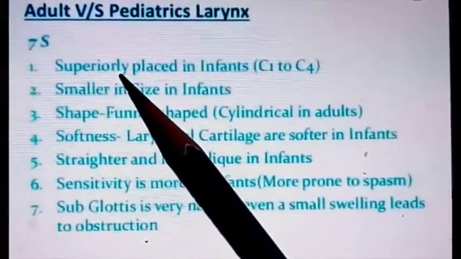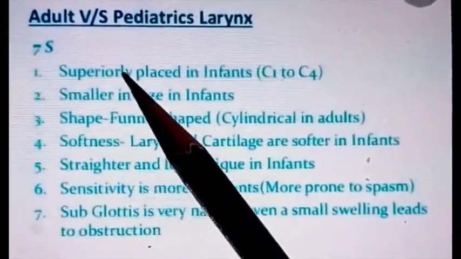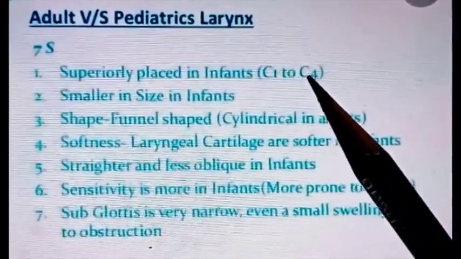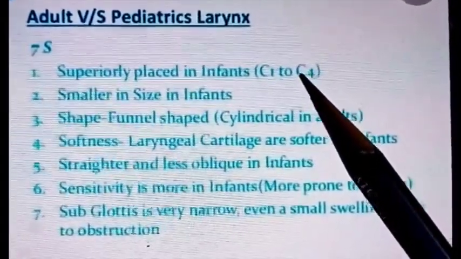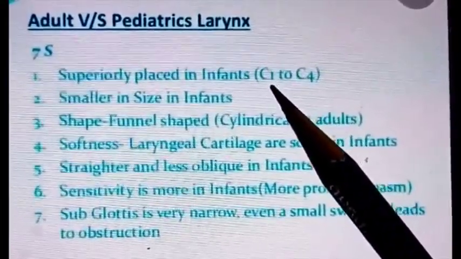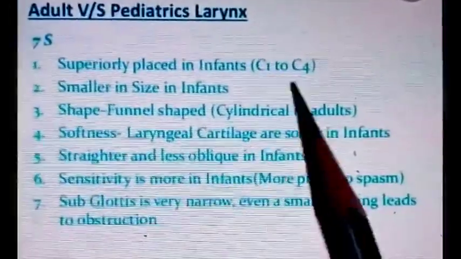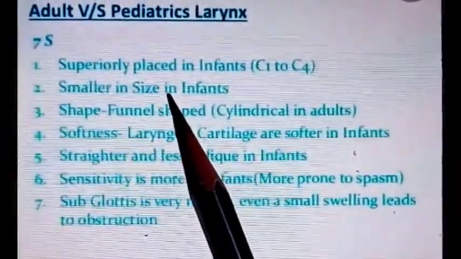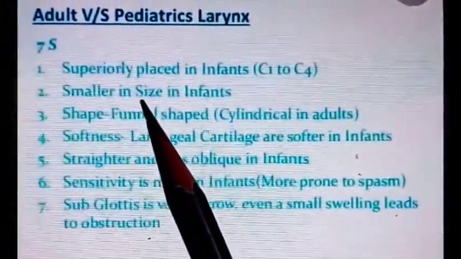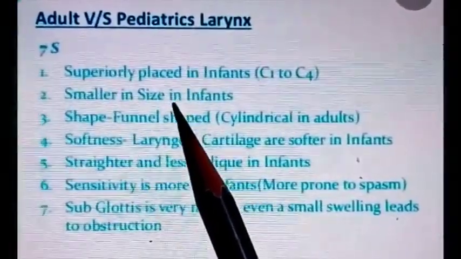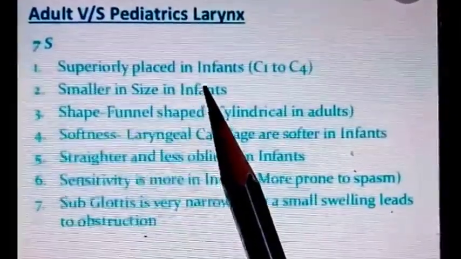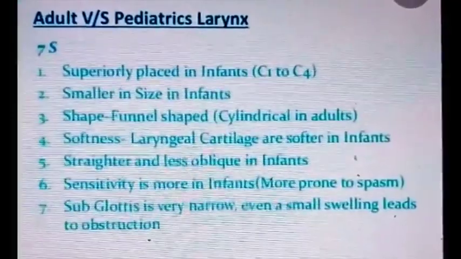In case of infants, larynx is superiorly placed. It extends from C1 to C4 vertebra, but in case of adults, it extends from C3 to C6 vertebra. Next is size. The size in case of infants is smaller. It is about 1/3 of an adult larynx, and lumen is also very narrow.